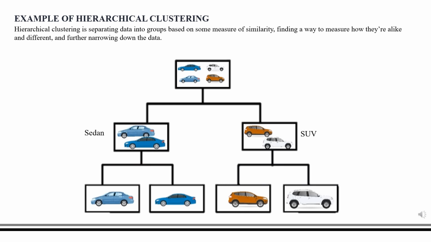For starters, we have 4 cars that we can put into 2 clusters of car types, sedan and SUV. Next, we'll bunch the sedans and the SUVs together. For the last step, we can group everything into 1 cluster and finish when we're left with only 1 cluster.